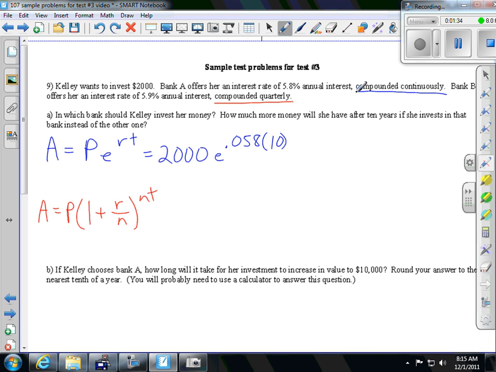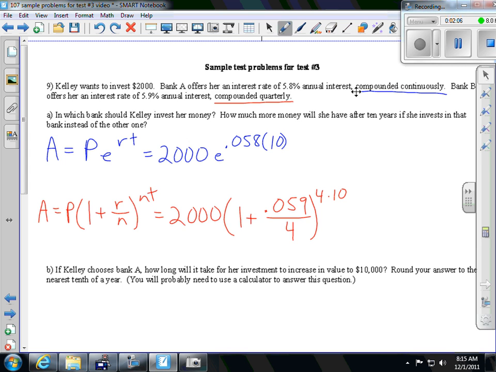Let's go ahead and fill in the other formula as well. Here P is still 2,000. 1 plus, the interest rate here is a little bit higher, 5.9%. Again, write that as a decimal. Divided by n. n is the number of times interest is compounded each year. In this case, underlined in red, it says compounded quarterly. So n is 4. Raised to the, it's the same n, so there's another 4 up there. And t is 10 years. So to answer the question, we need to calculate these two things and then just decide which one is bigger.